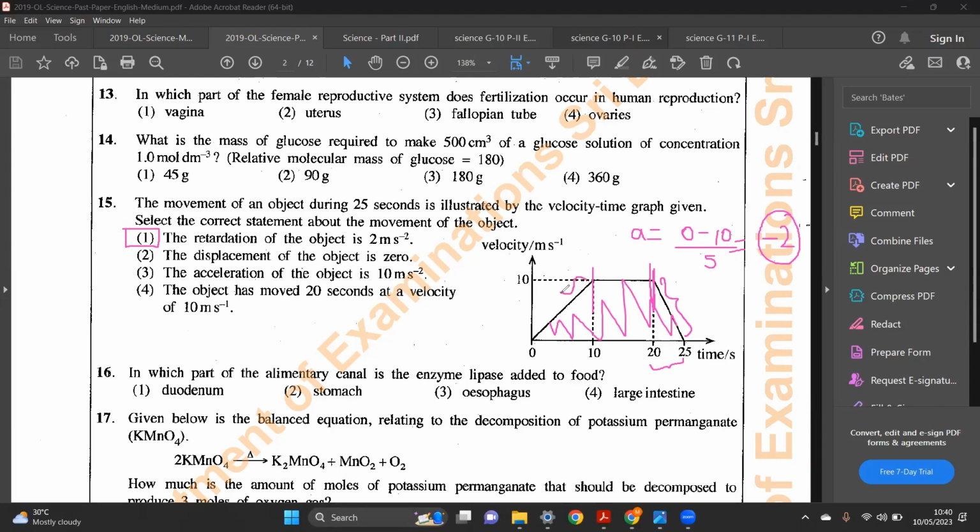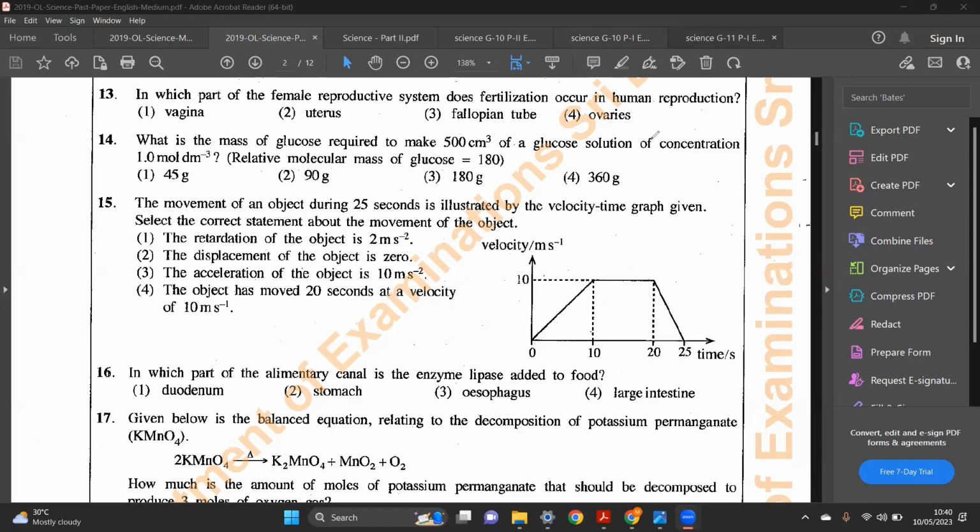Third one, acceleration is 10. No, acceleration is this part. Acceleration would be 10 over 10, which is 1, not 10. An object has moved 20 seconds at a velocity of 10. That is, they're talking about this portion. So that is not 20 seconds. This is a period of 10 seconds. 20 minus 10 is 10. All right. So therefore, that is also wrong. The answer is the fifth one.